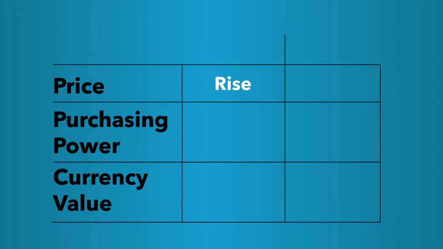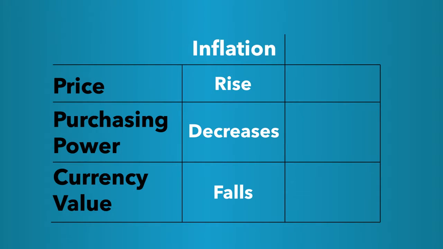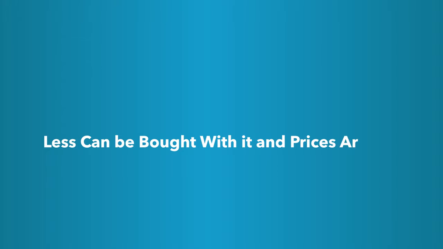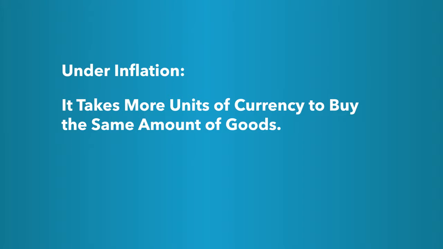A currency's usefulness is based on what it can buy, or its purchasing power. The more a currency can buy, the more useful and valuable it is. When prices rise, or when things cost more, purchasing power decreases. The currency buys less and its value decreases. When the value of a currency decreases, an economy has inflation. Its currency has less value because it is less useful. That is, less can be bought with it and prices are rising. Therefore, it takes more units of currency to buy the same amount of goods.